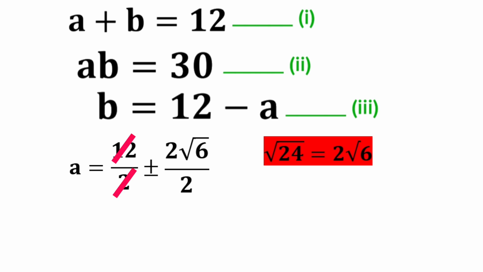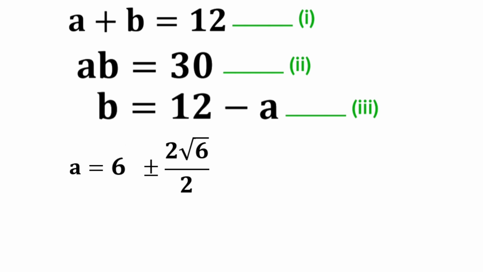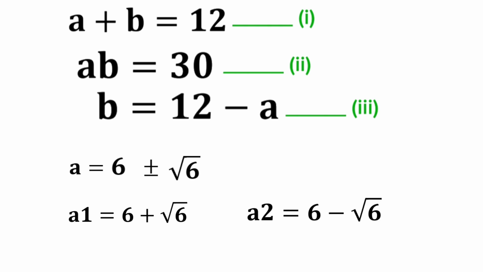Now you can say here a is equal to 6, 12 divided by 2, this is 6, plus or minus this 2, this 2 cancels out, this is square root 6. So we find two solutions. Both are real solutions, which is a is equal to 6 plus or minus square root 6. So you can say here a1 is positive, 6 plus square root 6, and a2 is also positive, 6 minus square root 6.